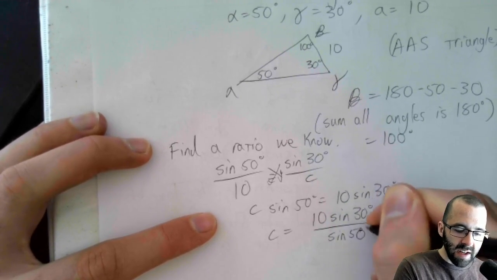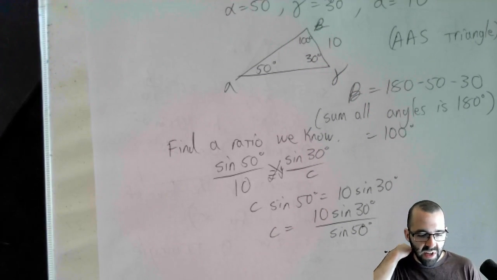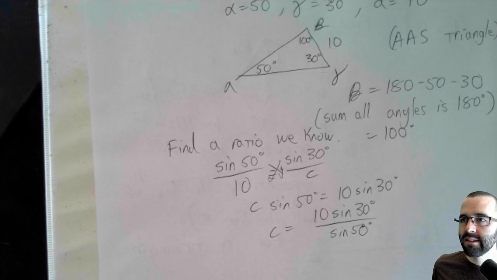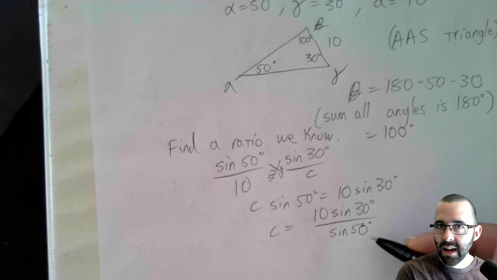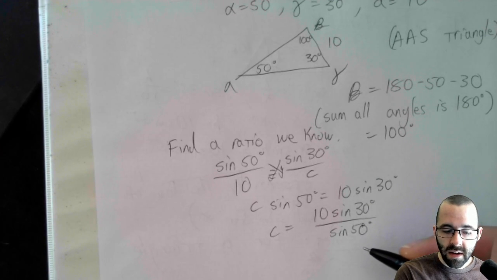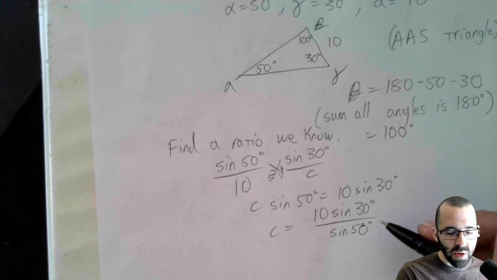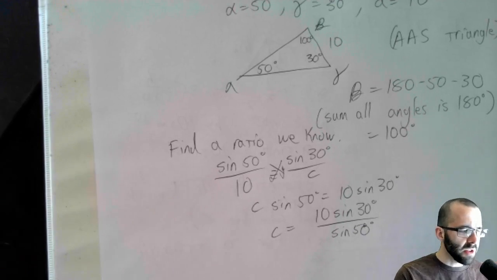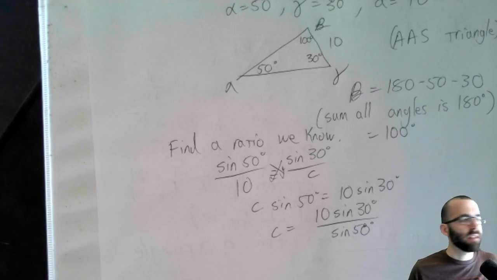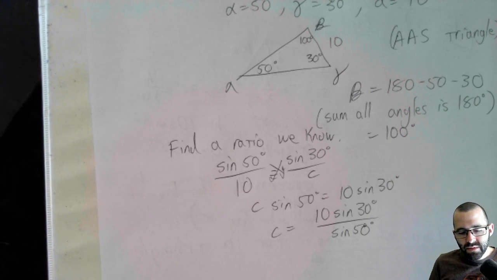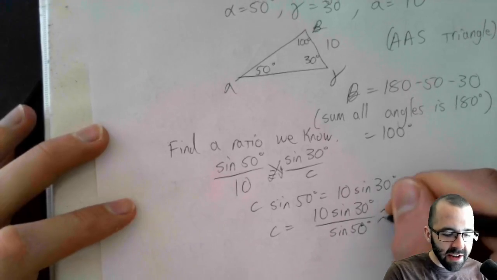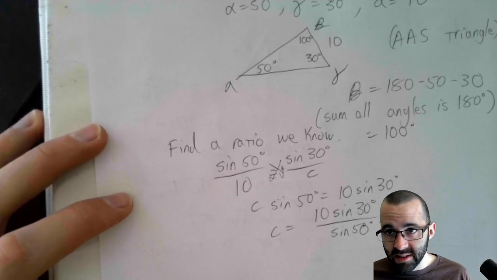All right, and this is nice because you just plug this into your calculator and get an answer. 30 degrees we could calculate exactly, but 50 we can't. Okay? So we will have to approximate. This whole section, I don't think we'll have any exact answers. So you plug that into your calculator. Make sure you're using degrees.